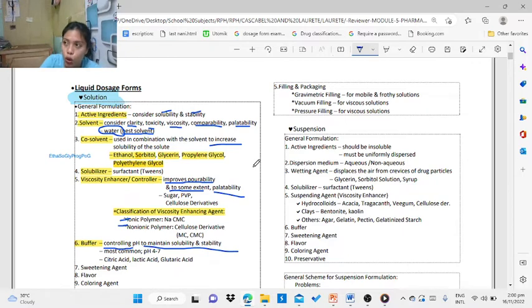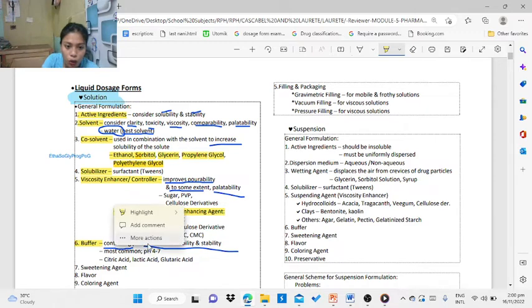Buffer is to control the pH. Most common is a pH of 4 to 7. Neutral is 7. Below that is acid. And 8 and up is alkaline. Yes, that's correct.